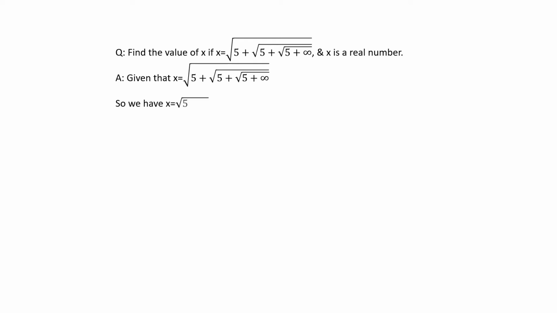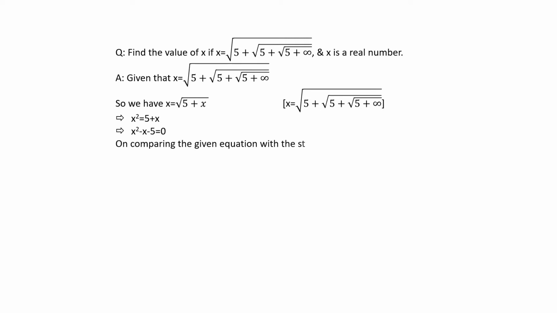So we can write it as x equal to square root of 5 plus x, because x is square root of 5 plus square root of 5 plus square root of 5 up to infinity. We don't know how many 5s there are. So if we omit any one, again from the second one, it is also x. That's why x can be written as x equals to square root of 5 plus x. Now squaring on both the sides, it is x square equals to 5 plus x, or x square minus x minus 5 equals to 0.